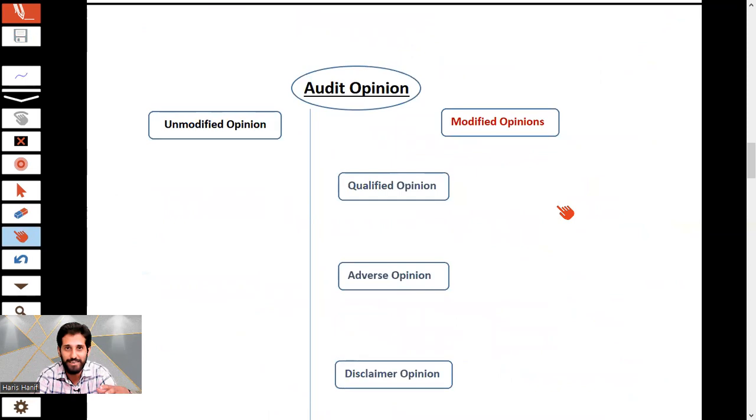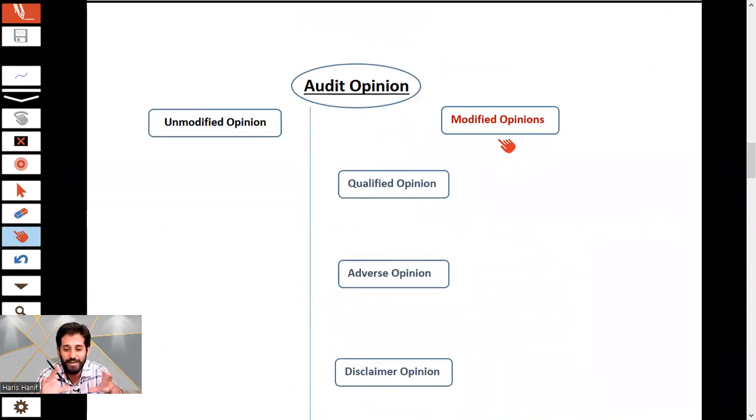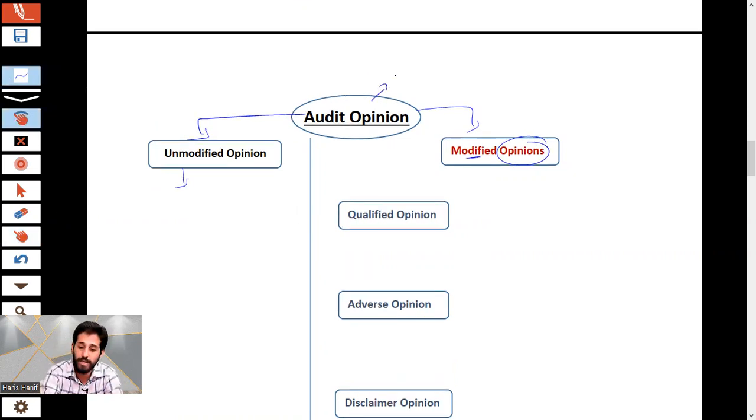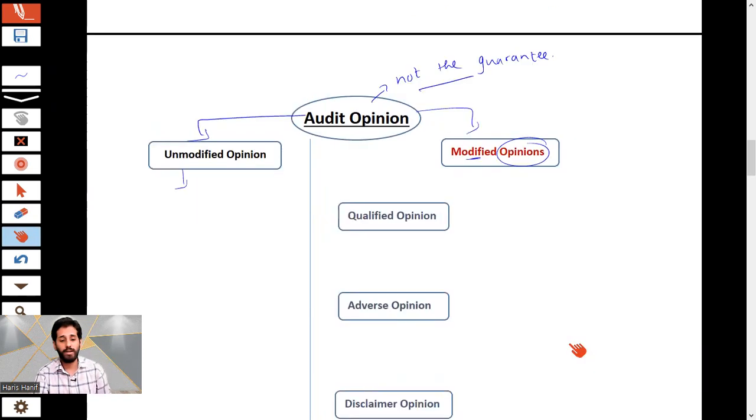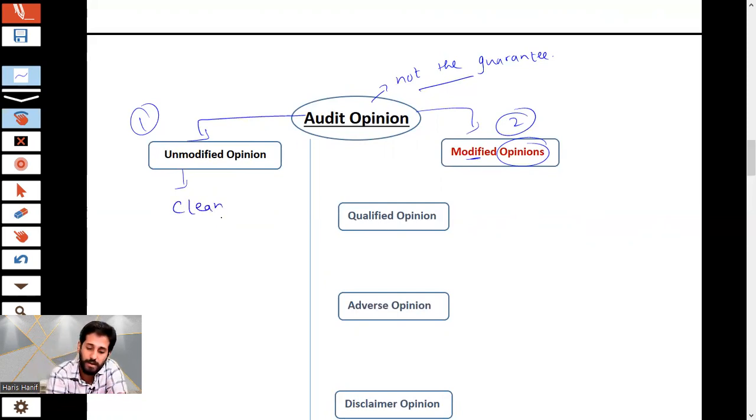A very important thing: audit opinion. As we all know, the auditor expresses an opinion; number one is an unmodified opinion and number two is a modified opinion. It's only the opinion, not the guarantee. I must say, it's not the guarantee. It is the opinion, that in my opinion, it is whatever. So the audit opinion is number one, unmodified; number two is modified. When you are expressing your opinion that this financial statement is true and fair, this is known as the clean opinion.